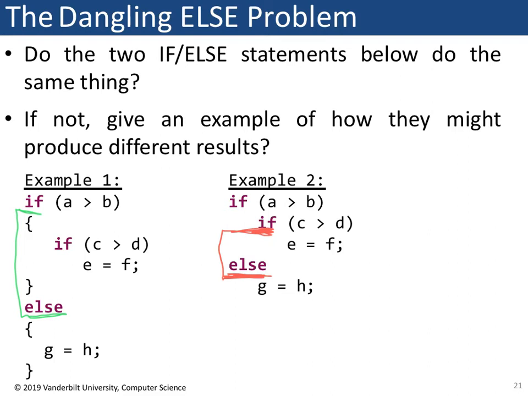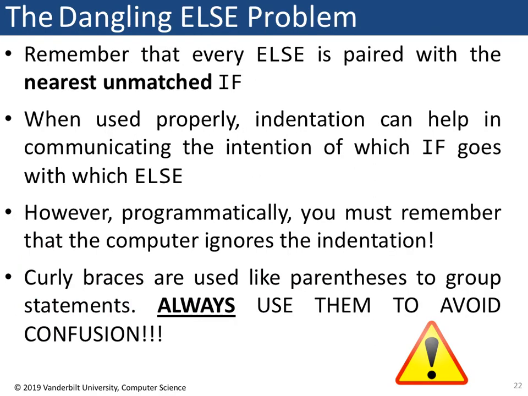So now our code is going to test if A is greater than B, and if it is not, the program pointer will jump to the end of the if block and continue on. But that's not what we intended at all in the first example. If the first test failed, we would jump to the else. So these two are not the same because we did not include curly braces to enclose all of the statements following the first if, and therefore we have misassociated our else.